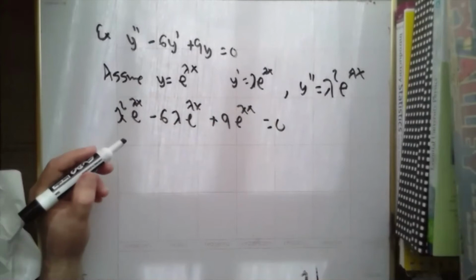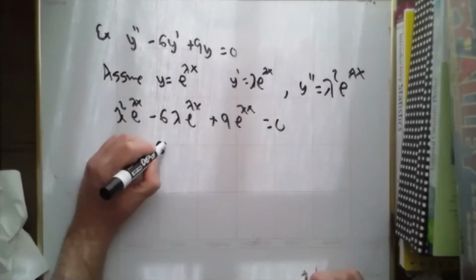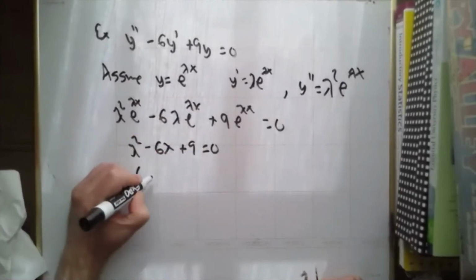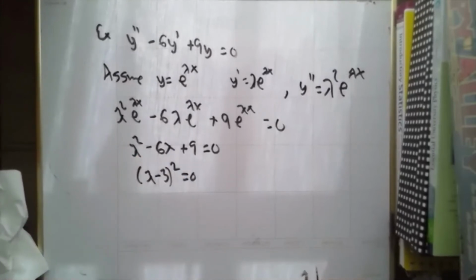Factoring out the e to the lambda x, which can never equal 0, we get lambda squared minus 6 lambda plus 9 equals 0, which factors as lambda minus 3 squared. We only get one repeated solution. That's a perfect square trinomial.